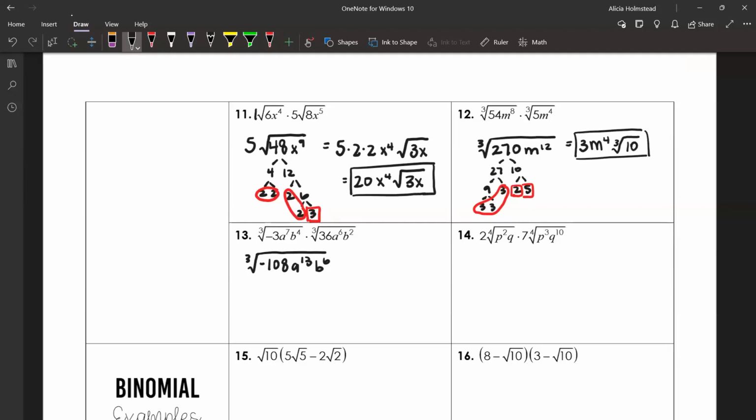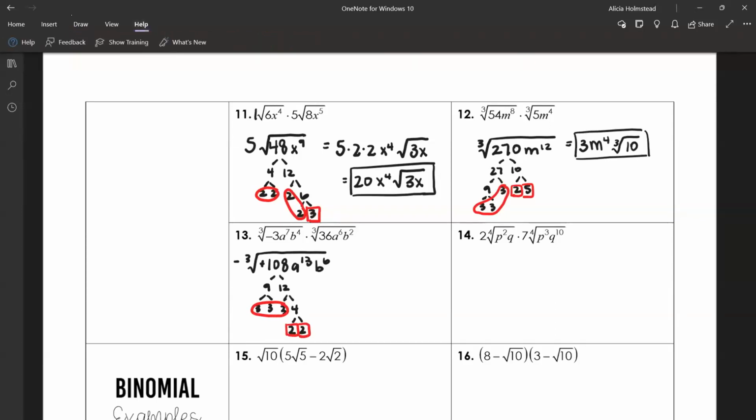So let's go ahead and start by moving that negative out front. 108 is 9 and 12. 9 is 3 and 3. 12 is 3 and 4. And 4 is 2 and 2. Our index is 3, so groups of 3 things. 2 and 2 are left over.